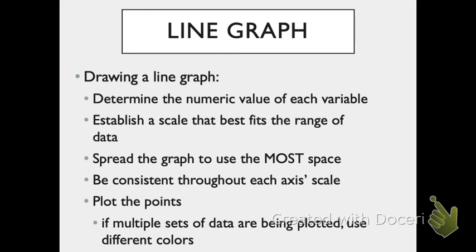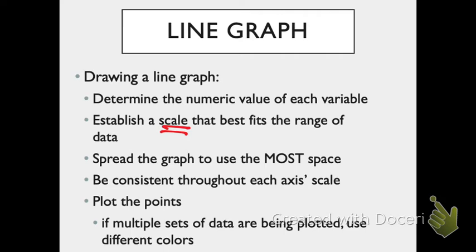If I'm going to draw the line graph, the first thing I have to do is figure out what my numbers are. What are my numbers that are going in? That's either data I collected, or it's data I've been given. Right? I've got to find the numeric value of each of my variables. So I've got to figure out what's the range of my independent variable and what's the range of my dependent variable. Okay? Second thing I'm going to do is establish a scale. Establish a scale that best fits the range of data.